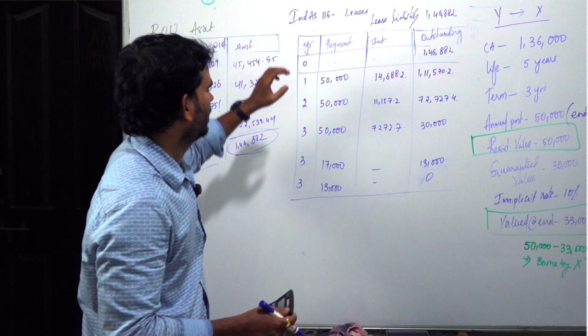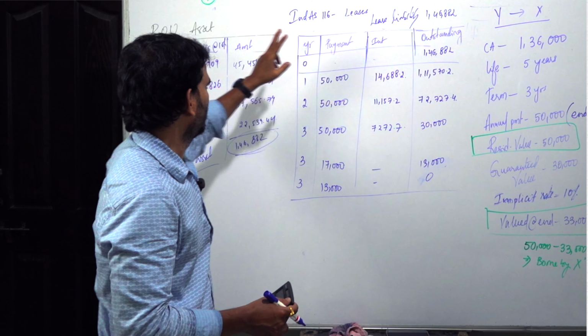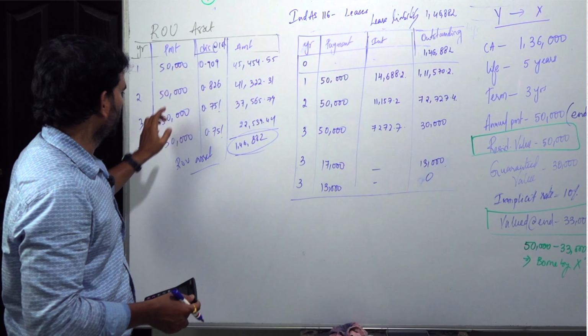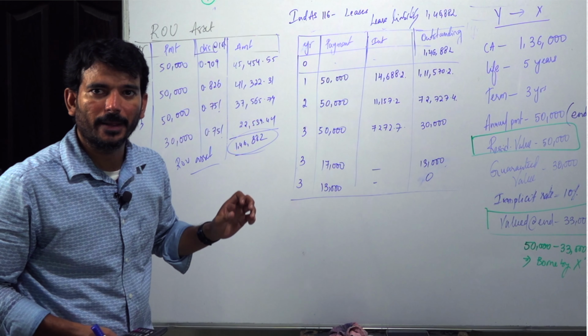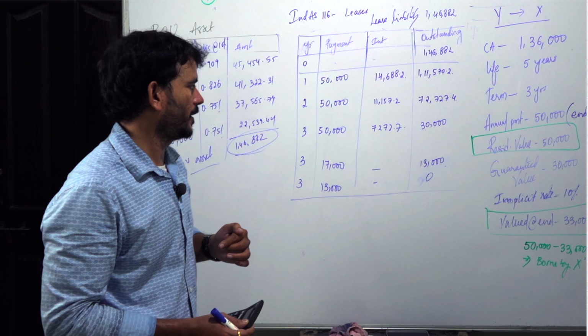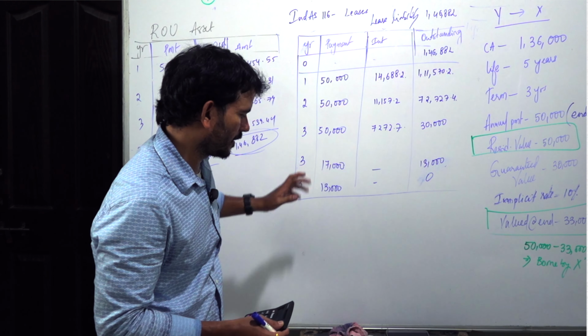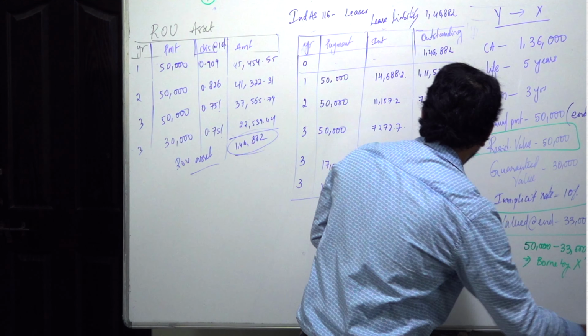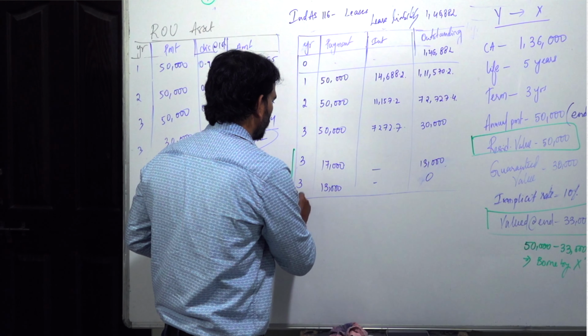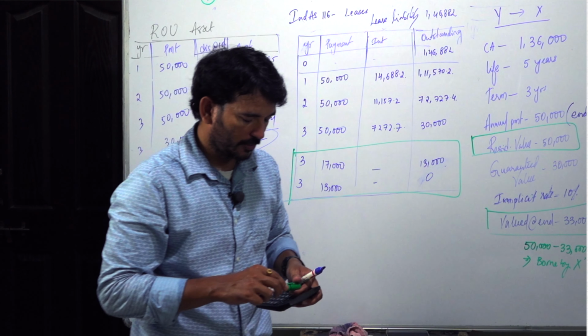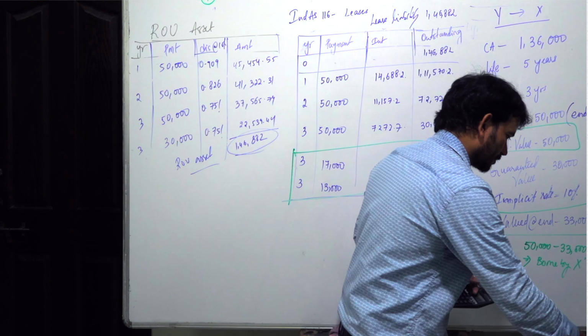Try to understand here. While creating the lease liability, we have considered it from the ROU asset. While calculating the ROU asset, you have considered the 30,000 rupees guaranteed payment that you thought you would end up paying to the lessor. So while making the third year calculation, you are making a payment of only 17,000. So the remaining 13,000 would be your profit. You transfer it to your P&L, right?